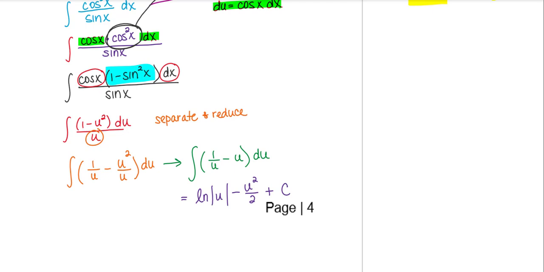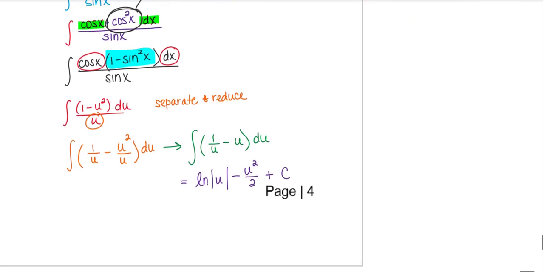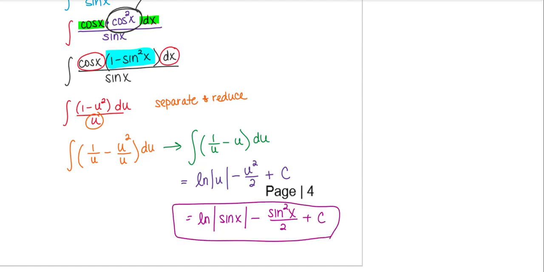So now I just have to put my u back in. U was sine of x, so I will put that back in. Natural log absolute value bars, sine x minus sine squared x over 2 plus c. Okay, not too terrible. Again, you're going to spend quite a bit of time just identifying who is your u, who is your du, and then just rewriting that integrand accordingly.